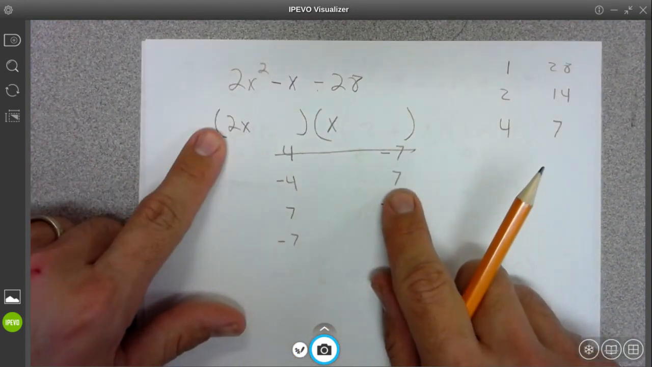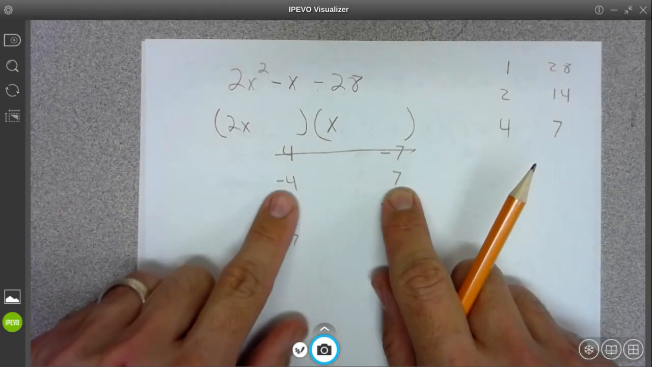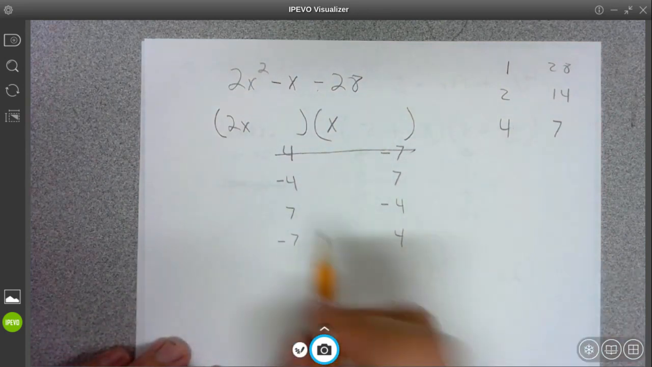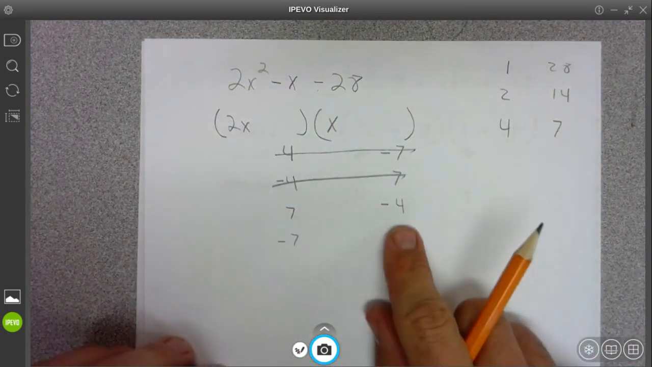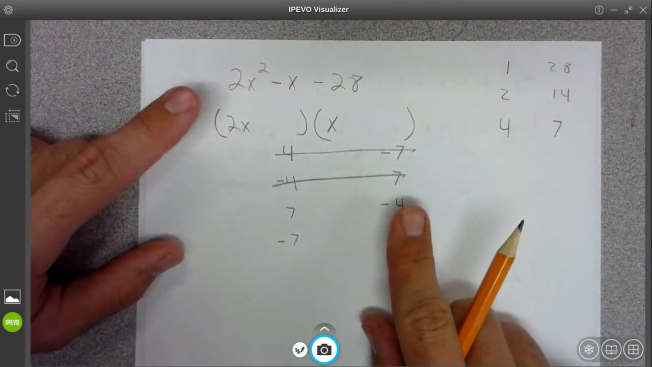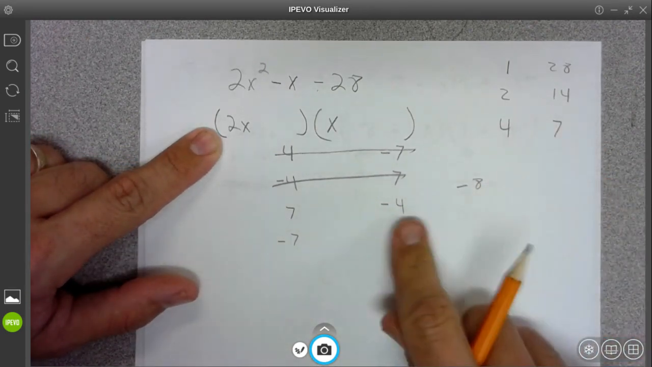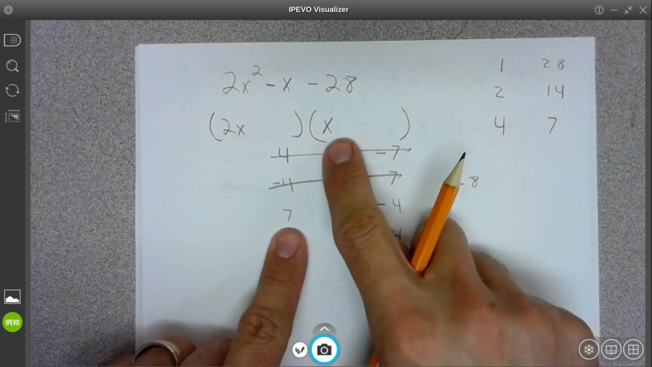This is positive 14 and negative 4. Positive 14, negative... Nope, that doesn't give you 1. Here we go, this is getting close. 2 times negative 4 is negative 8. And then you have a positive 7x.